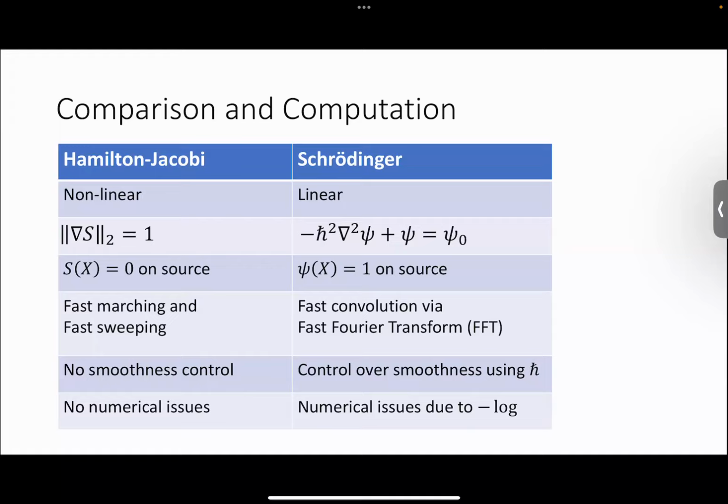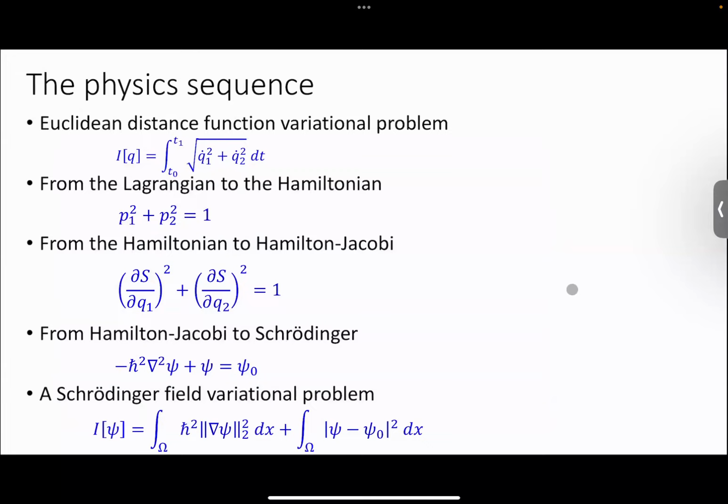And here, of course, we are thinking of the wave functions as real, and we have the h-bar as a computational parameter, which can be sent close to zero. Okay, I will skip over this, except to point out that you can start from a variational problem and end up with a Schrodinger variational problem, and go through the entire sequence from the Lagrangian to the Hamiltonian to Hamilton-Jacobi to Schrodinger.